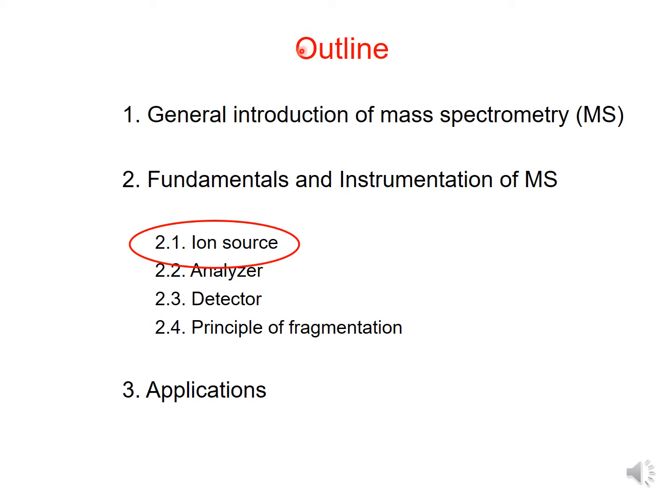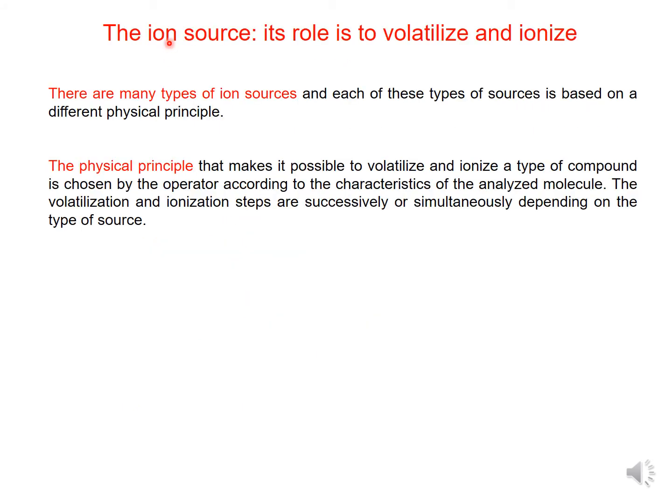So now I am in the second part of this outline: the fundamentals and instrumentation of mass spectrometry. I will first begin this presentation with the ion source. The role of the ion source is to volatilize and to ionize the sample, the compounds. You need to perform this before the analysis of your samples.